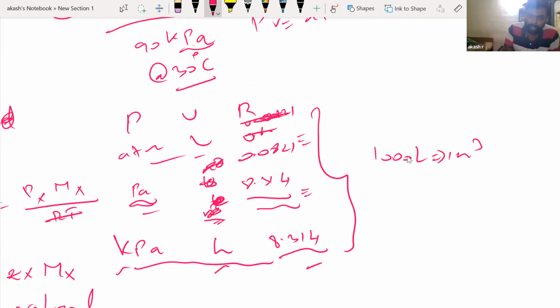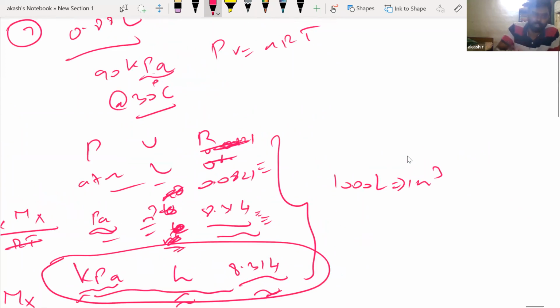Now, this particular value should be in meter cube, SI units, then only is it 8.314. Now, I know they are given it in liters, so eventually it will become 1000 liters and everything will change. Or you can even write it as: if they give you pressure in kilopascal and volume in liters, then it is going to be 8.314. This is another thing which you can note.